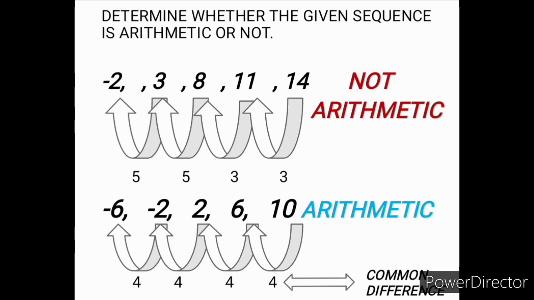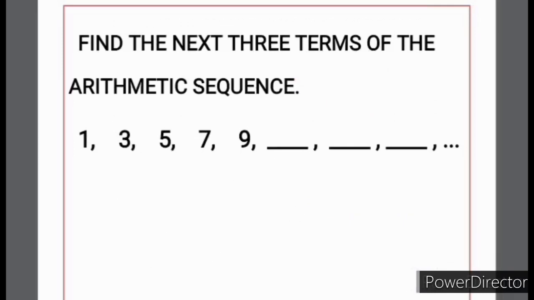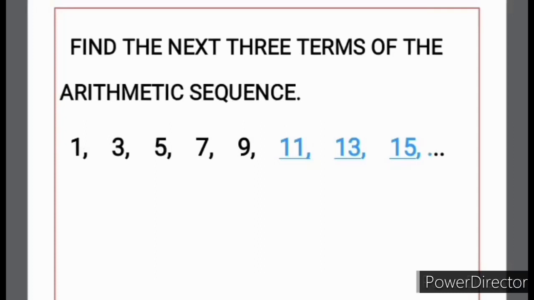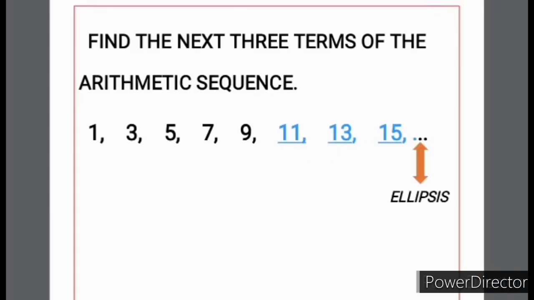Let's go back to this arithmetic sequence. Since we already know that the common difference of this arithmetic sequence is 2, can you find the next three terms of this arithmetic sequence? Did you get 11, 13, and 15? That's correct. These three dots called an ellipsis indicate that the sequence is to be continued infinitely or without an end.